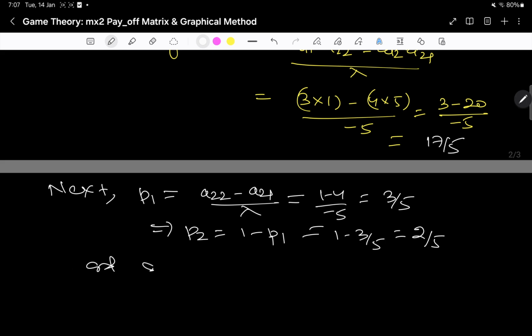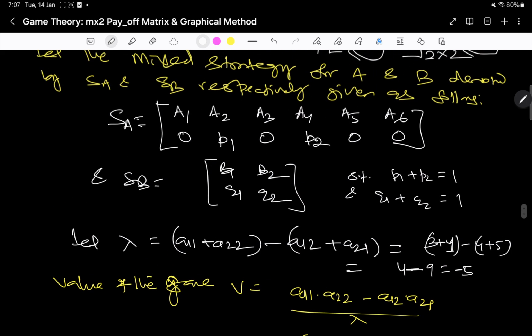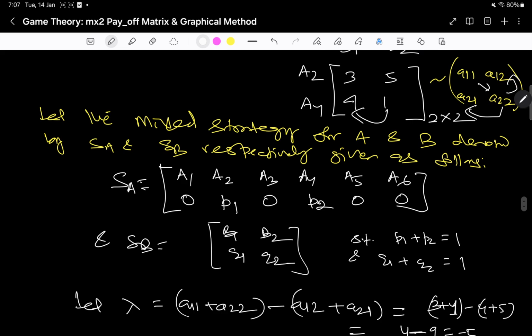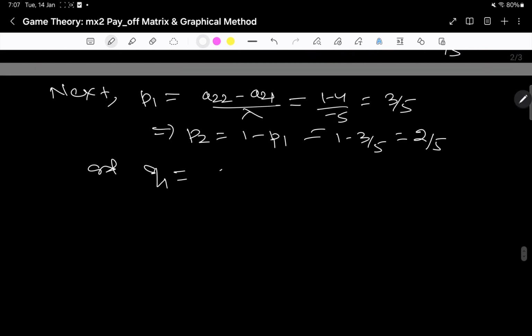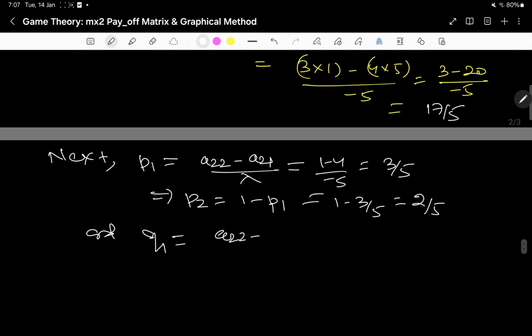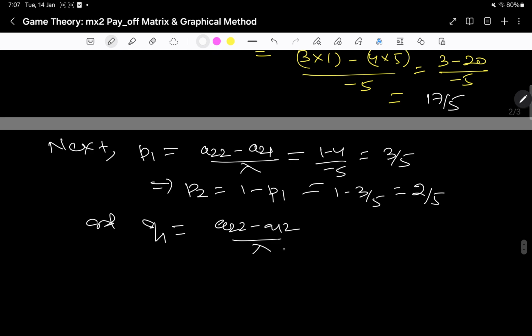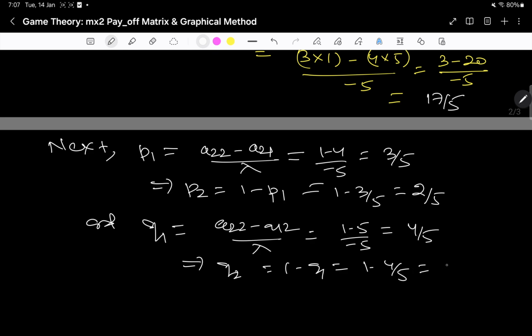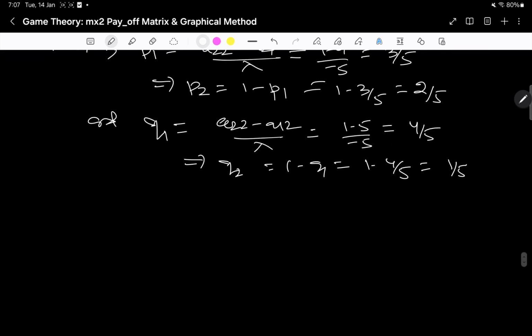And here Q1 will be A22 minus A12 by lambda. This is 1 minus 5 by minus 5, which is 4 by 5. So this implies Q2 is equal to 1 minus Q1, which is 1 minus 4 by 5, that is 1 by 5. Okay.